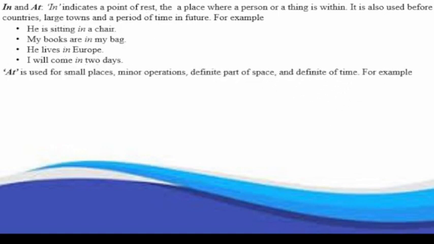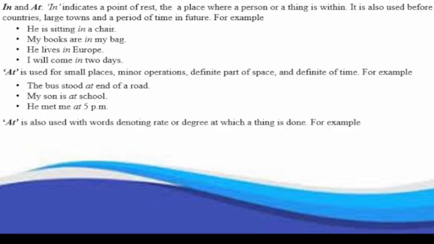While at is used for small places, minor operations, a definite part of space, and a definite period of time. For example, the bus stood at the end of a road. My son is at school. He met me at 5 p.m. 11. At is also used with words denoting rate or degree at which a thing is done. For example, he drove the car at full speed. Milk is being sold at $2 a liter.